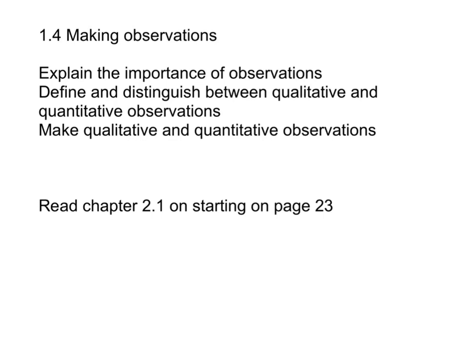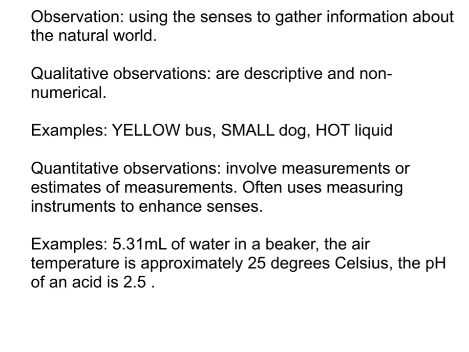Let's get to it. So an observation is when you use the senses to gather information about the natural world. There are many types of observations. We're sticking to two in particular that pretty much cover any type. The first of which is qualitative observations, and these are descriptive and non-numerical. Examples: a yellow bus, a small dog, or a hot liquid. Notice it was just describing them without numbers.